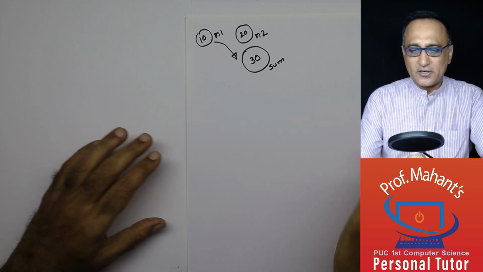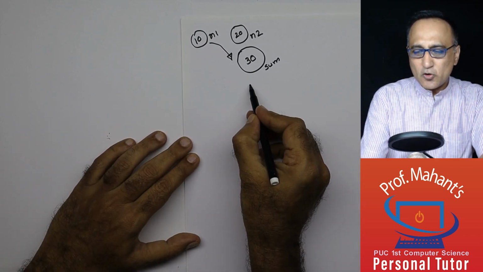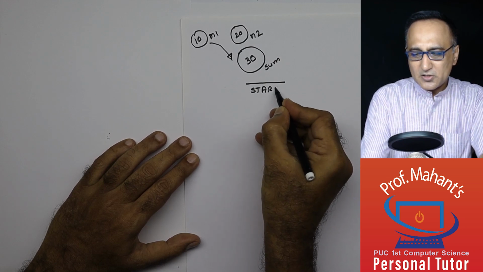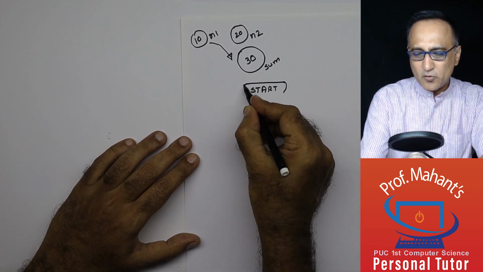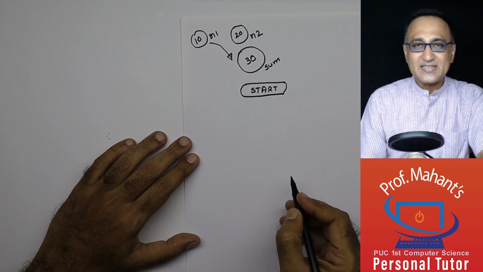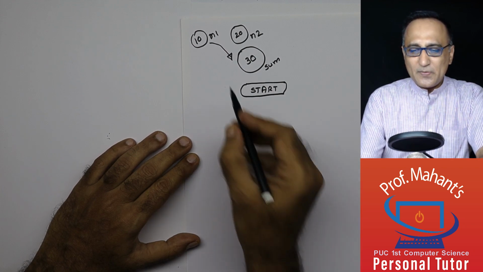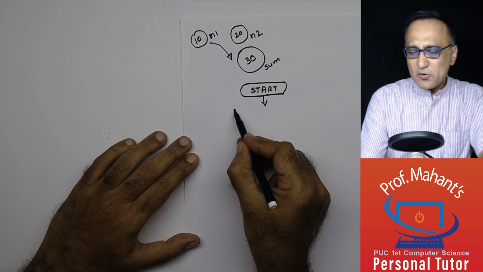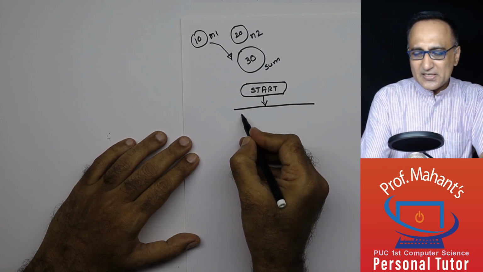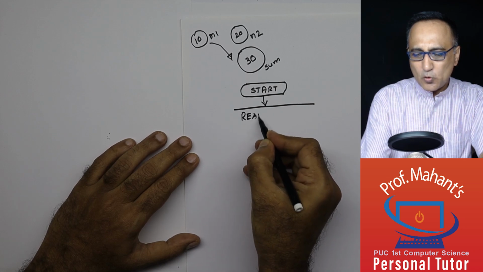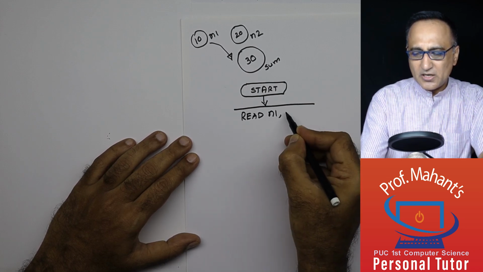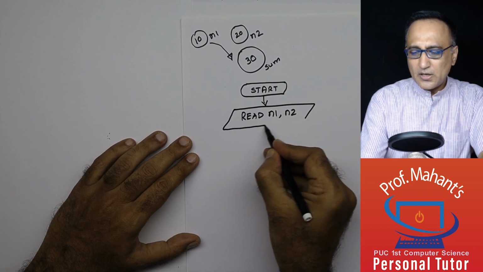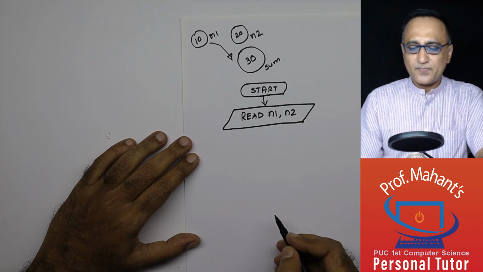The first thing, whenever you do a flowchart, is you are going to have a symbol called start. All flowcharts are going to have this particular symbol called start. Next, I am reading in numbers n1 and n2, so I am using this symbol. I'll explain the symbols in a second, but just hold on to understand the logic. n1 comma n2: I am reading the values into n1 and n2.